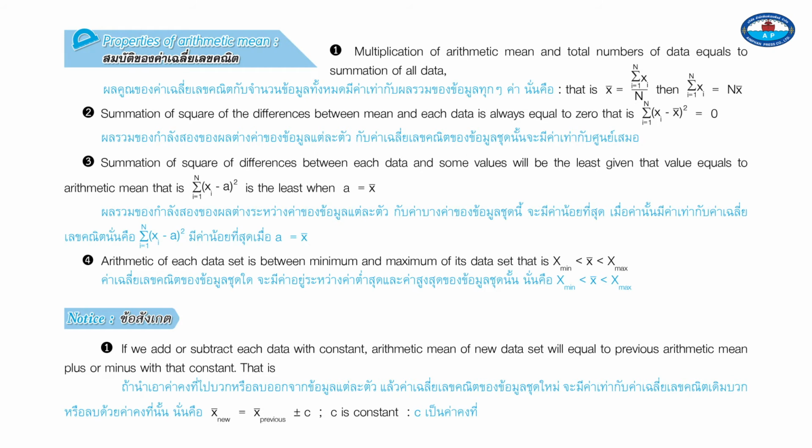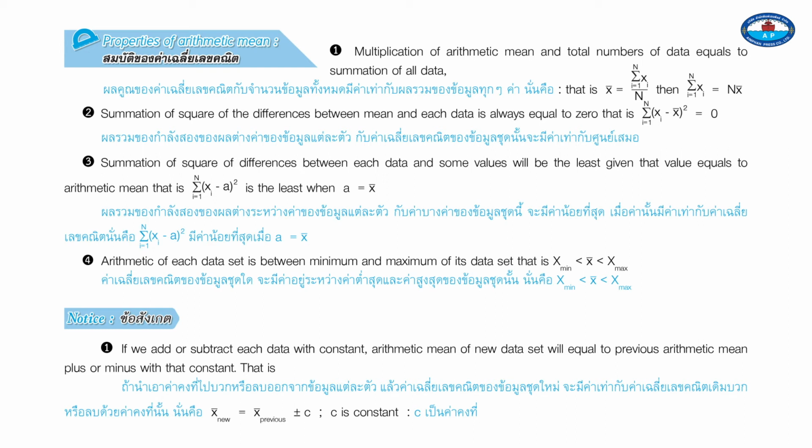Properties of arithmetic mean. 1. The multiplication of the arithmetic mean and the total number of data equals the summation of all data. That is, x bar equals the summation of xi for every value of 1 through n over n, then the summation of xi for every value of 1 through n equals n x bar. 2.